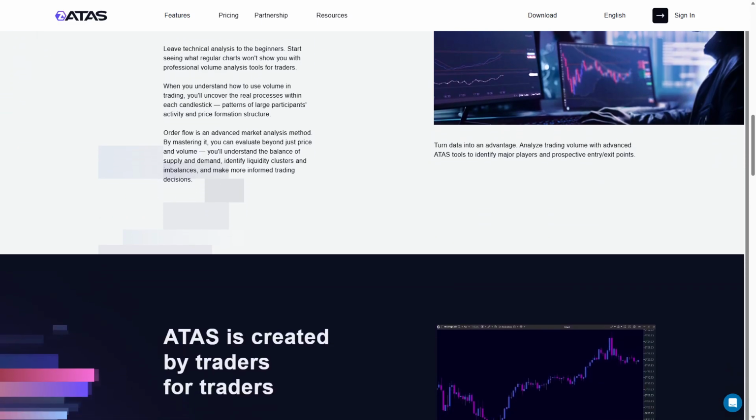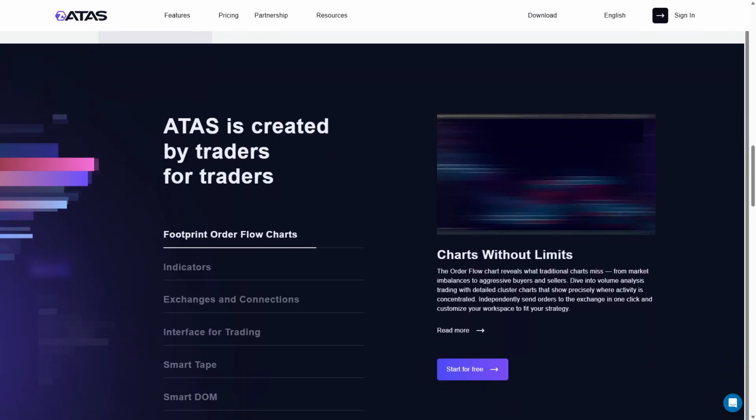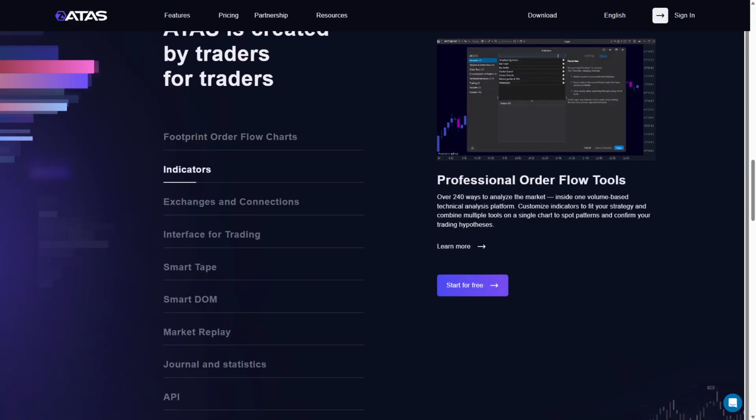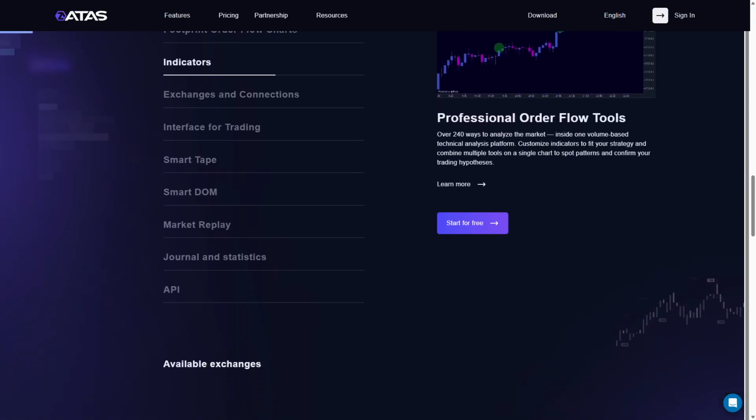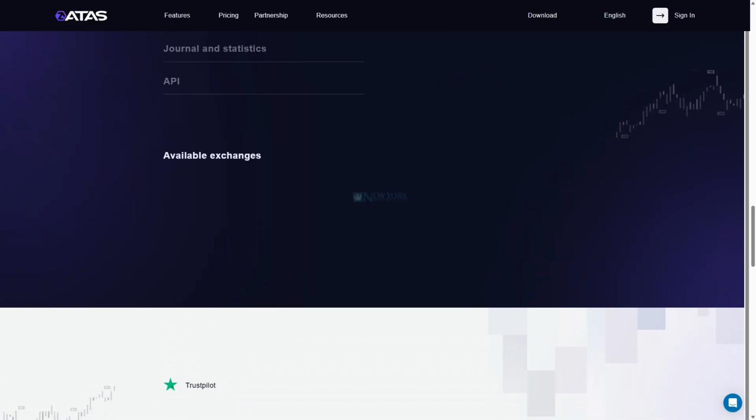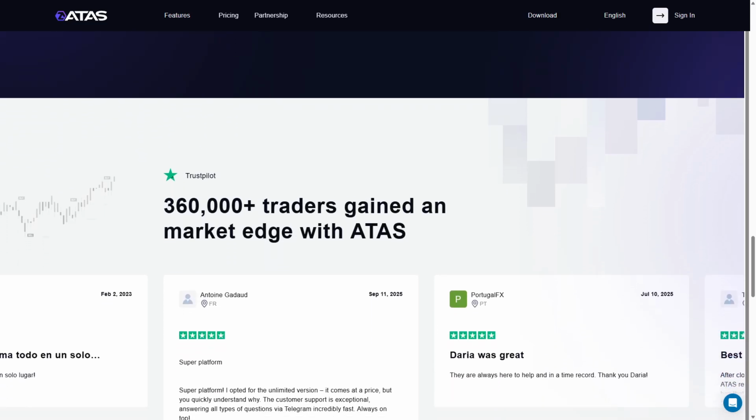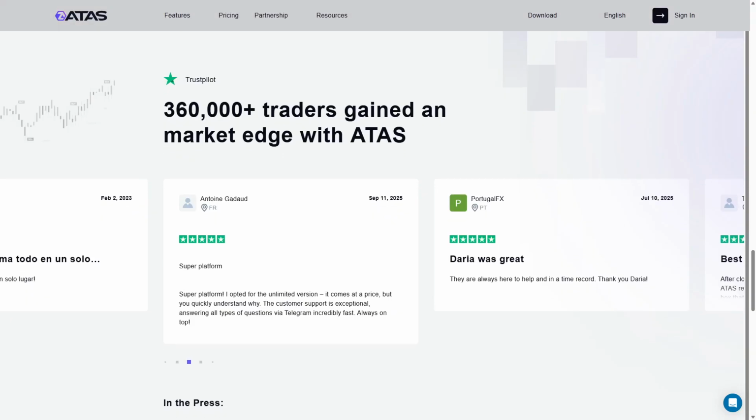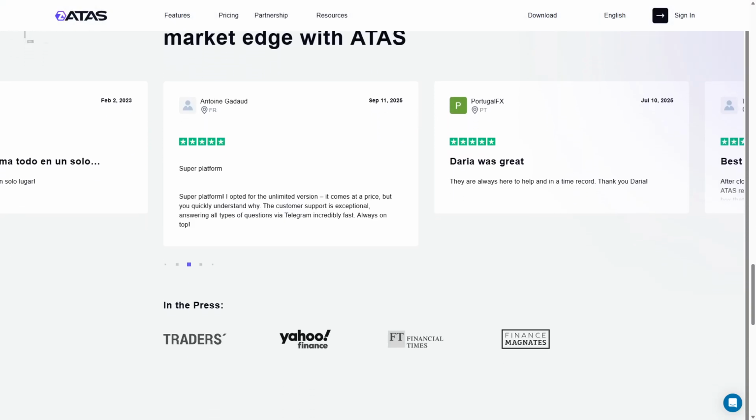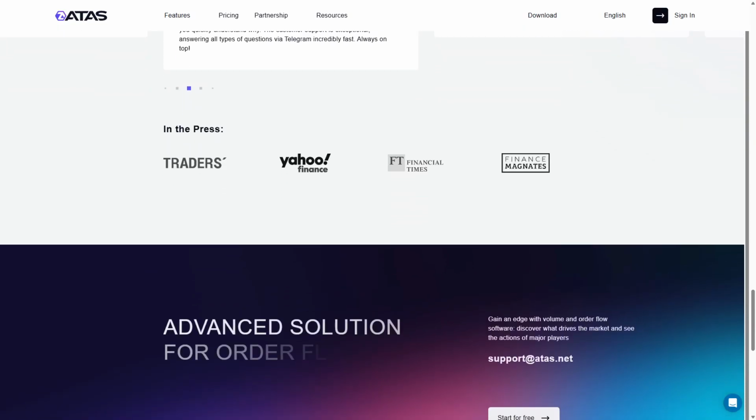Its strength lies in the granularity of data and customizable analytics, making it ideal for traders who want to dissect volume patterns and trade imbalances. ATAS also includes tools for market profile and volume breakdowns, which enhance understanding of market context. On the downside, ATAS's interface can appear complex, and it may require more time to master its extensive features.